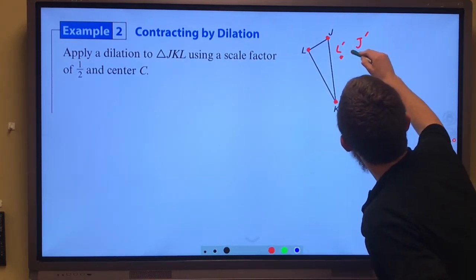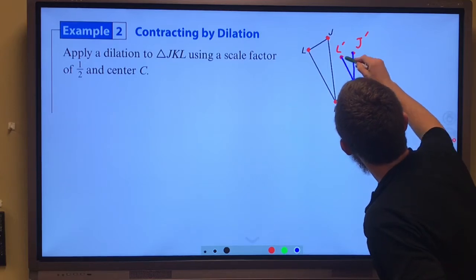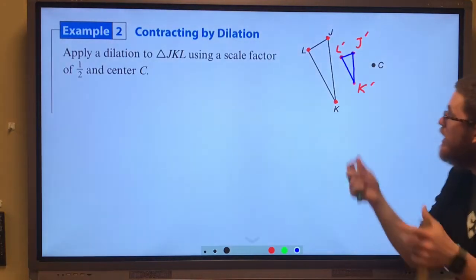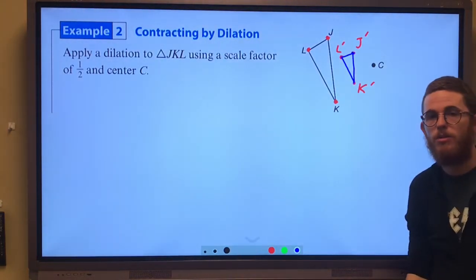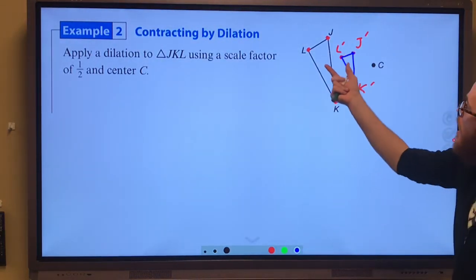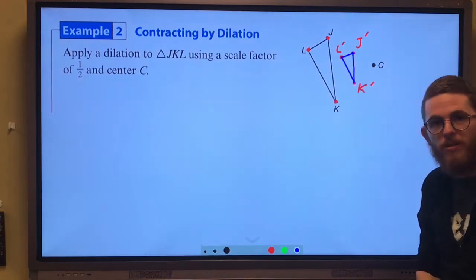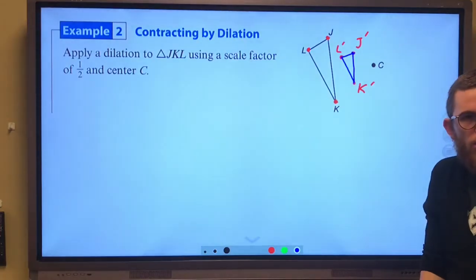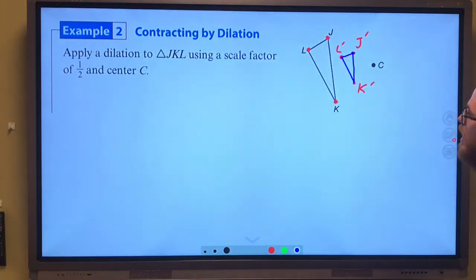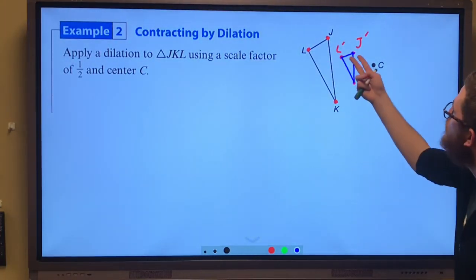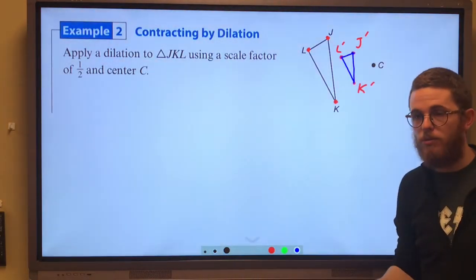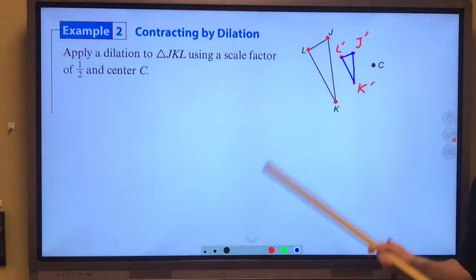When I connect these, notice when the scale factor was less than 1, it got closer to the center of dilation, but also every part of my figure was compressed. It was shrunk. It was reduced by a half. The distance between L and J is now half that distance, and that is the same for all the sides because we've created a similar figure.